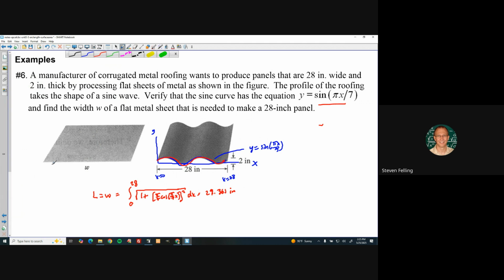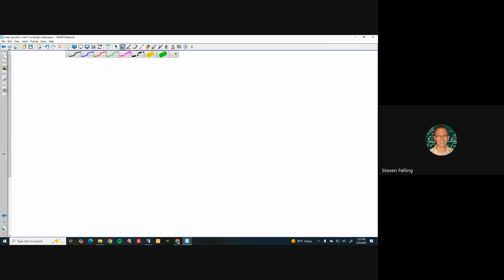So sure enough, you have to have something 29.361 inches long so that when you bend it up, you get this perfect sine wave that has that many periods with a height of 2 inches. Okay, so kind of an interesting real-world application. And that's the last example for this. There's one more video in this sequence, or one more topic to cover on these geometric and related applications of integrals.